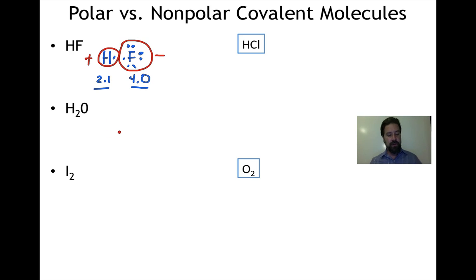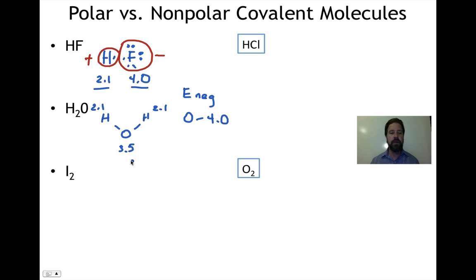Okay? If we looked at the water molecule, the water molecule has oxygen and 2 hydrogens. So it's like this. And oxygen's electronegativity is 3.5. And hydrogen's, again, is 2.1, and that's for each one. 2.1 there, and 2.1 here. The electronegativity scale, we'll call it ENEG, goes from 0 to 4.0, where 4.0 is the highest electronegativity, and 0, of course, would be the lowest.